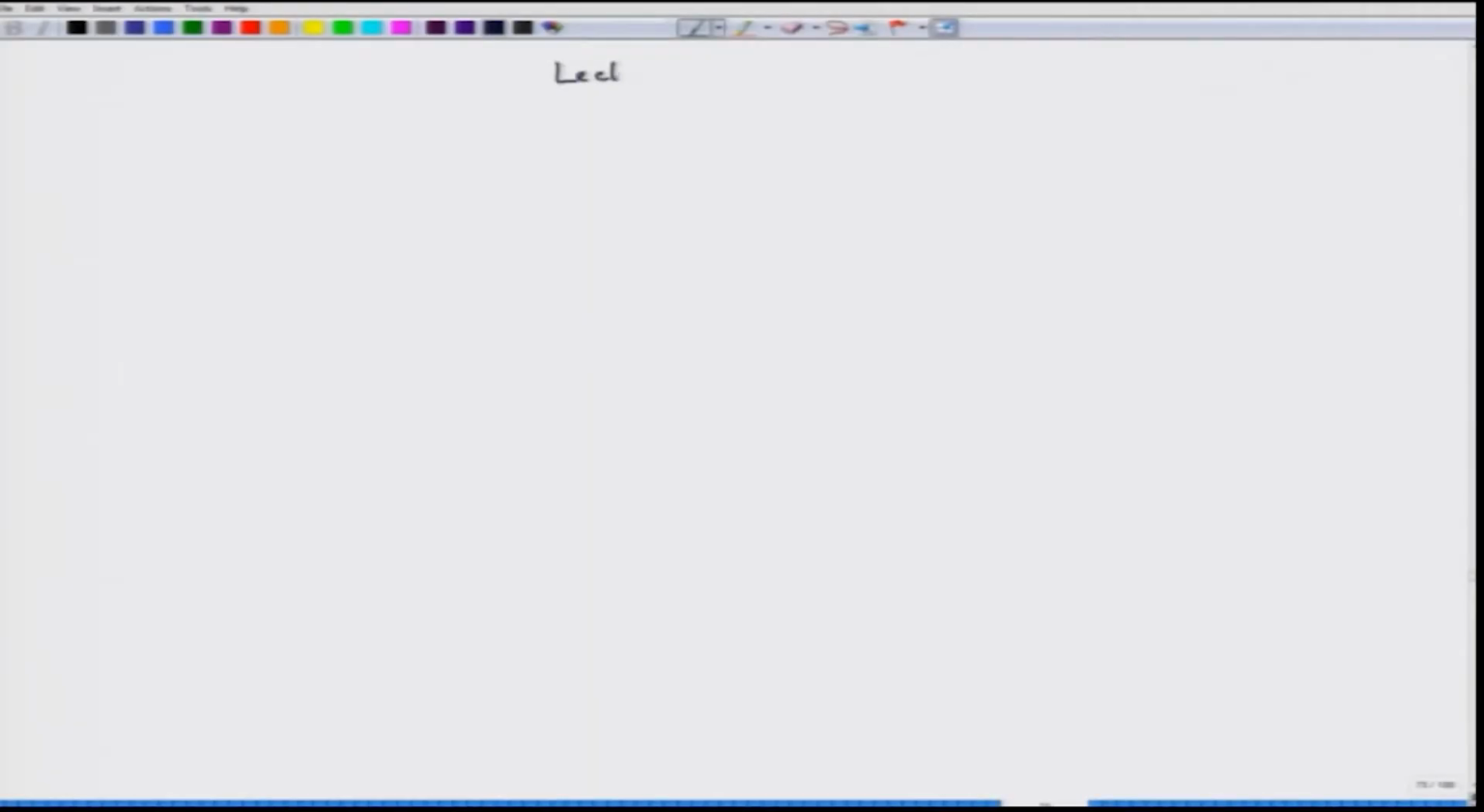Let us start lecture 25. So today we will finish our discussion on the Pourbaix diagram and then we will get to the kinetics of corrosion.